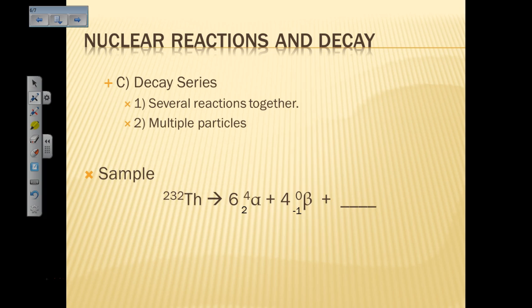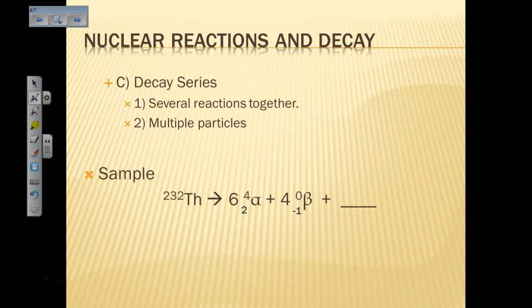Hey everybody, let's spend a little bit of time talking about nuclear reactions and decay series. Now, as opposed to single nuclear reactions where only one particle is given off, more likely what's going to happen in nature is that a radioactive isotope is going to give off several types of radiation, several types of particles in that process.